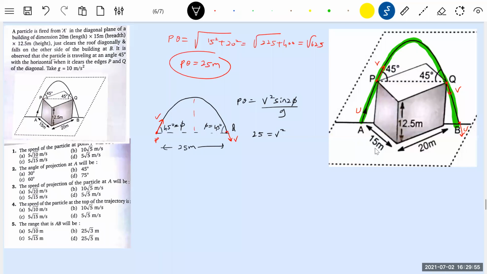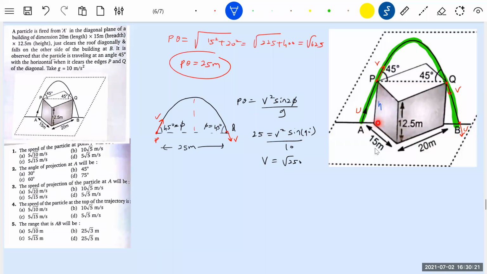Okay, this will become sine 90, total will become by 10. V square is equal to 250, we'll get it, under root 250. Let it be as it is. Then do we know H? Okay, do we know this one? I'll indicate the H symbol.